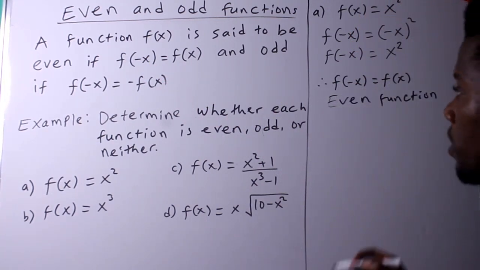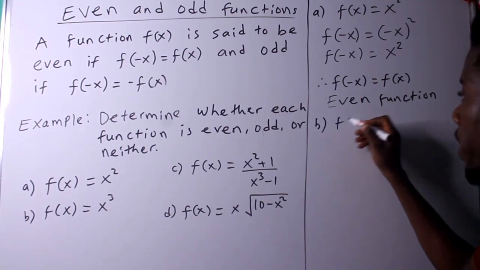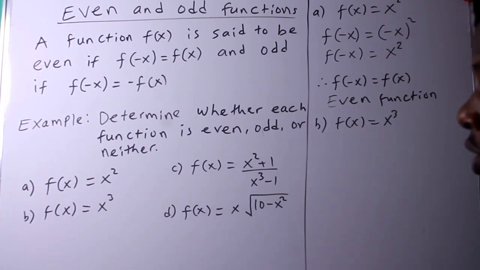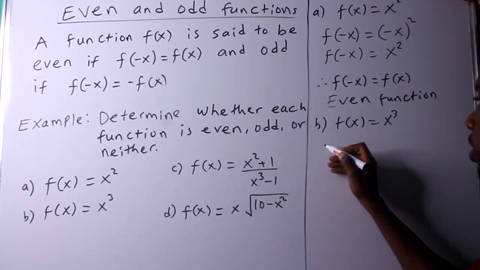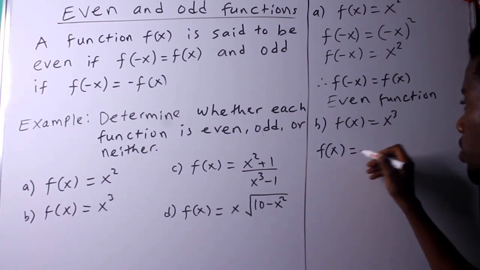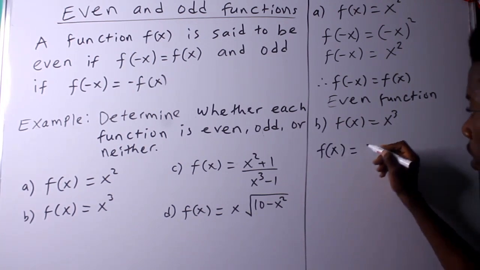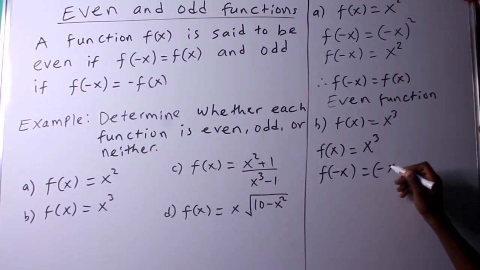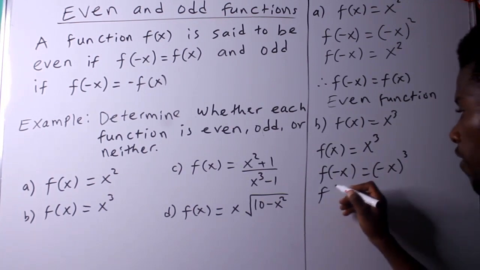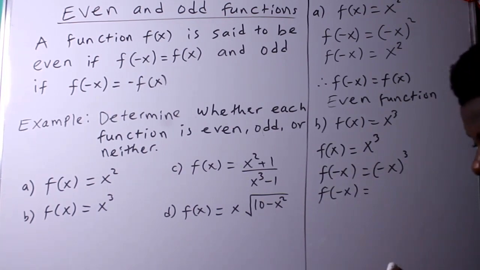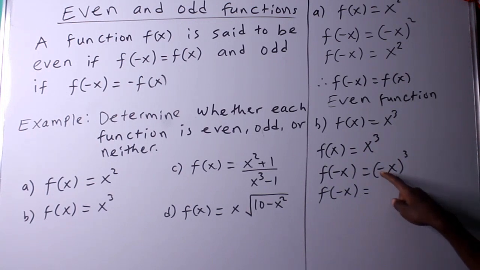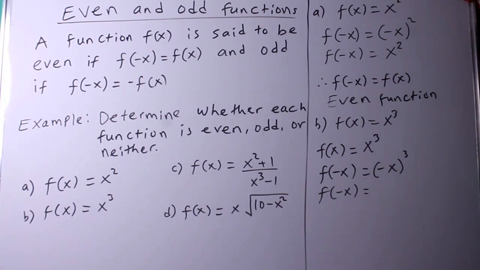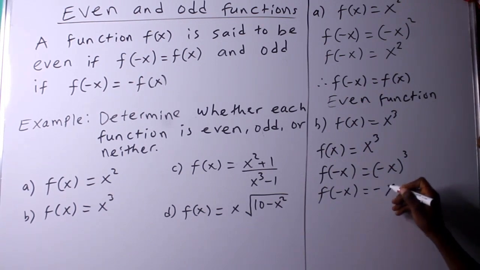Great. So look at B. B says determine whether f of x is equal to x cubed is an even function or an odd function. So we write f of x is equal to x cubed. So we find f of negative x. This will be negative x all cubed. Now, if you have a negative number raised to an odd power, the result will always be negative. So negative x all cubed is going to give you negative x cubed.